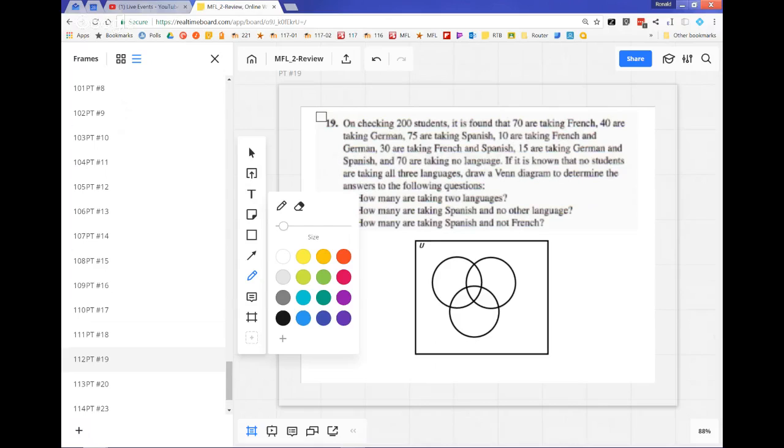So 200 students. It's found that 70 are, okay, so we know all about that. We're going to probably have to work on it upside down, if you know what I mean. So no students are taking all 3 languages. Oh, that's an interesting one. So let's put a 0 in there. 70 are taking no language.